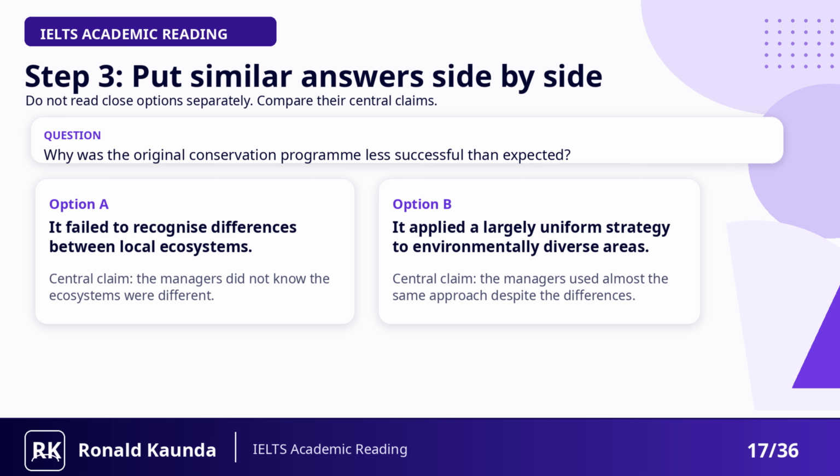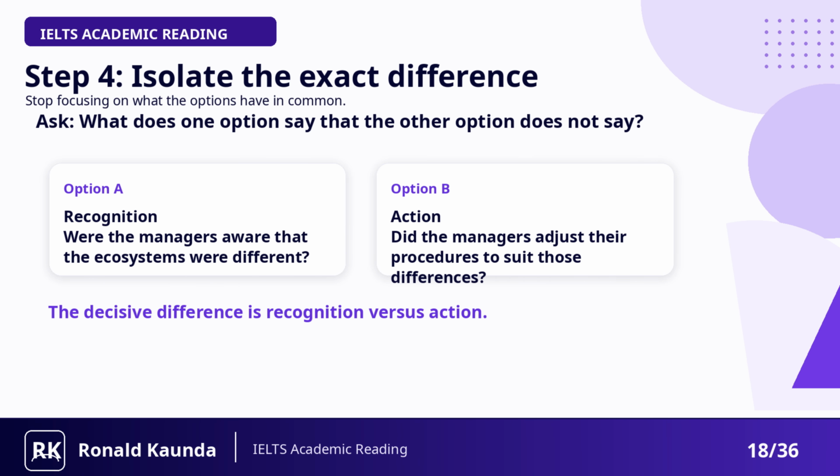Option B, it applied a largely uniform strategy to environmentally diverse areas. This means that the program managers used almost the same approach even though the ecosystems were different. Both options involve environmental differences, however, they describe different mistakes. That brings us to the most important step in the method. Step number 4, isolate the exact difference.